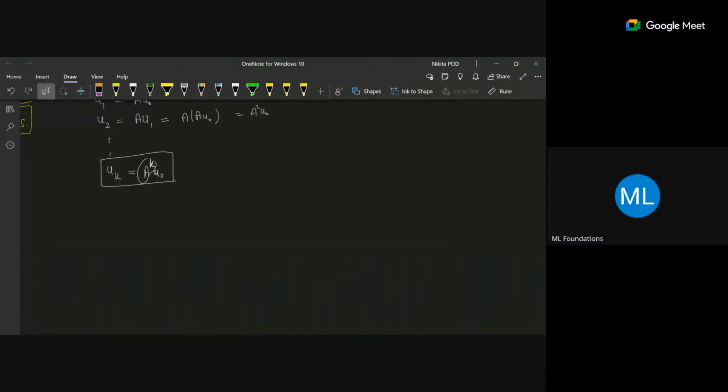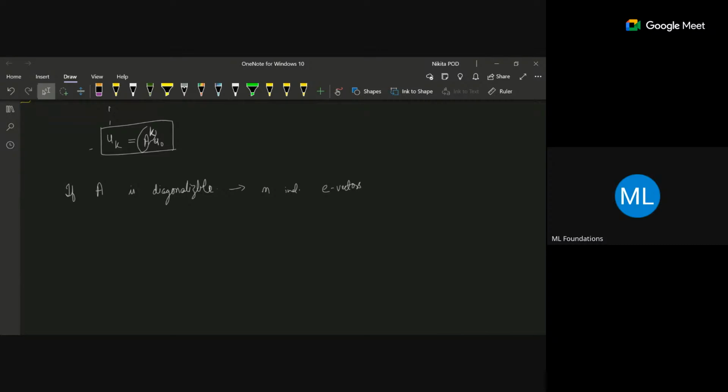So okay, now let's say if the solution is this. Now, if this A is diagonalizable, you will have n independent eigenvectors, right? This we have seen before. If A is diagonalizable, you will have n independent eigenvectors.